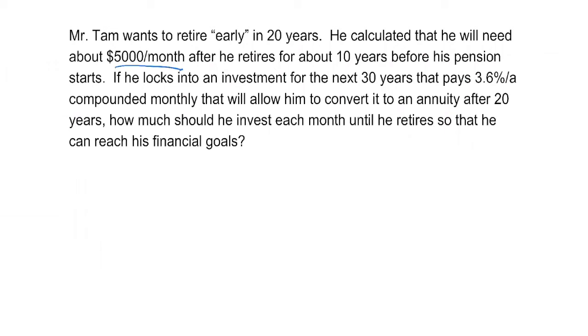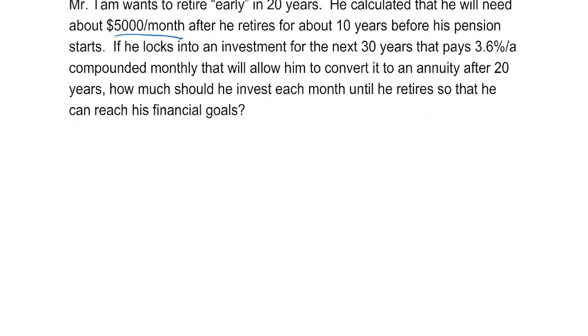So if I lock into an investment for the next 30 years, and the 30 years is 20 plus 10, that pays me 3.6% per annum compounded monthly. And this annuity will allow me to convert it. So basically the first 20 years I'm putting into it, building up interest, and then after 20 years it's going to allow me to stop investing but take it out, while still continuing to earn 3.6% per annum on whatever money is still in there until I take it all out.